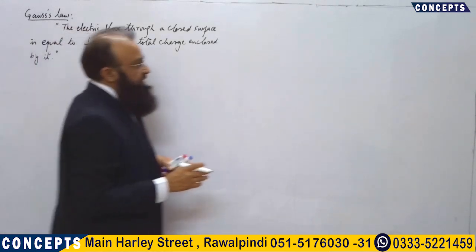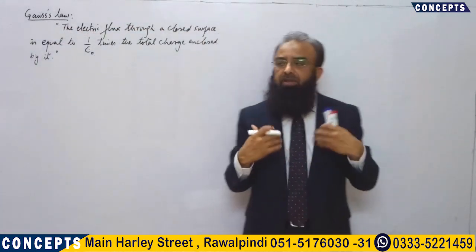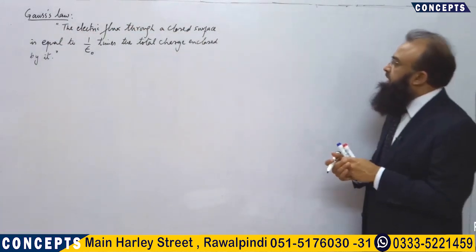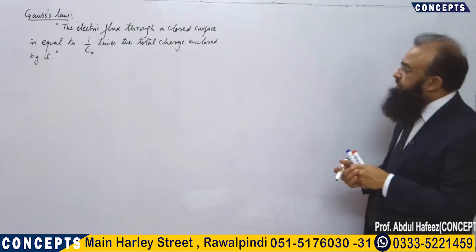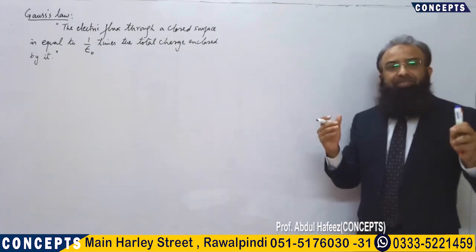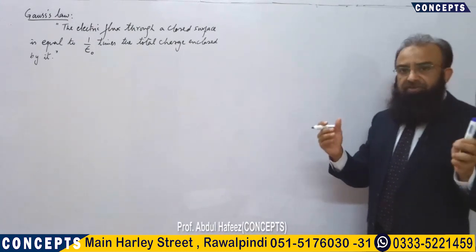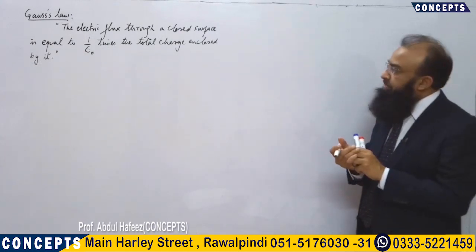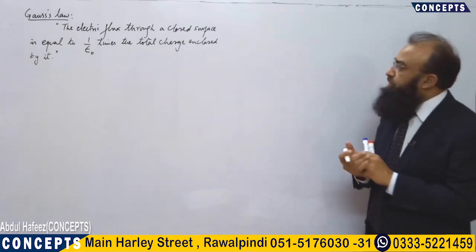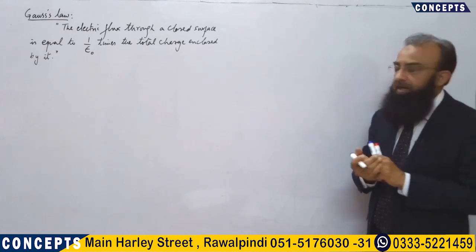So to derive this Gauss's law, we assume a point charge which is enclosed by a spherical surface, which is in fact our closed surface of radius r.